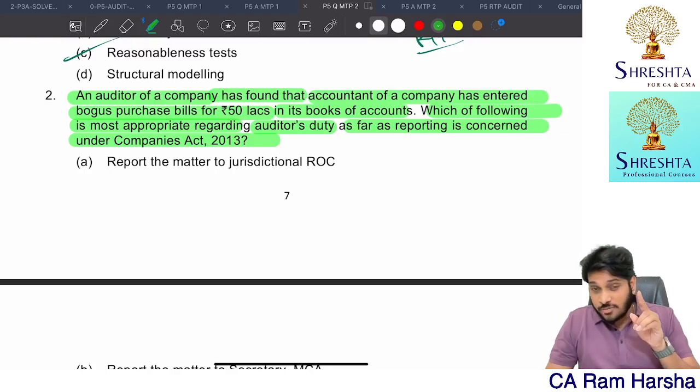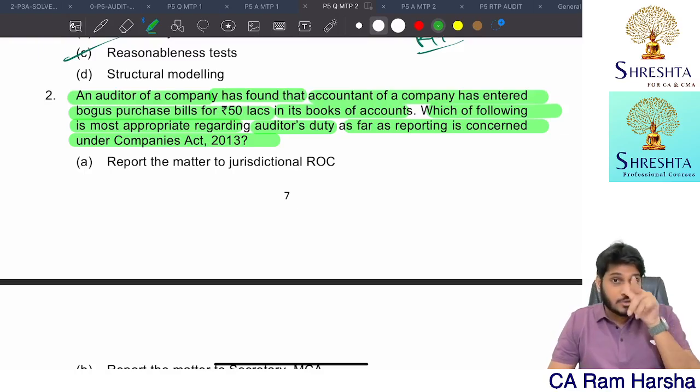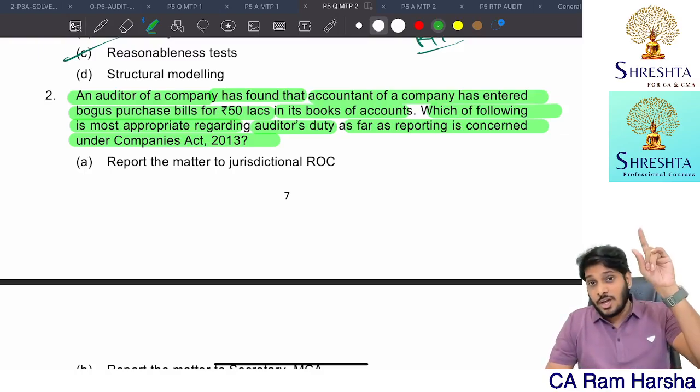Bogus bill, fraud for less than 1 crore. If there is a fraud for less than 1 crore, we have to report it to the board of directors. If the fraud is for more than or equal to 1 crore, then we should report it to the central government.